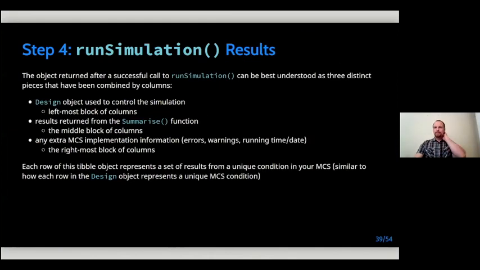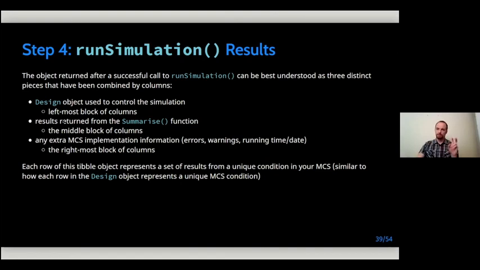Okay, so the object that gets returned back after a successful call to the run simulation can be best understood as 3 distinct pieces, where the leftmost piece is exactly our design object. So you can think about my design object as having 3 columns and a certain number of rows. My final results object is going to have the same number of rows as my design object, because each design row indicates a current condition, and I'm going to have data that's been summarized or meta-summarized relevant to each particular condition. So I'm going to have the same number of rows as I've got in my design object, and the leftmost columns are exactly all the condition values or levels of my factors for my design objects. We can easily see that certain results are paired with certain conditions right there for you.